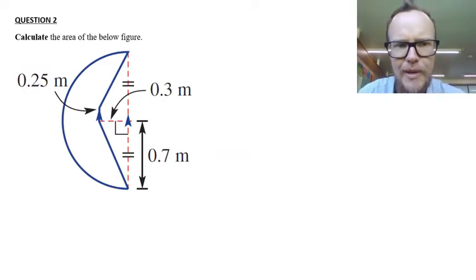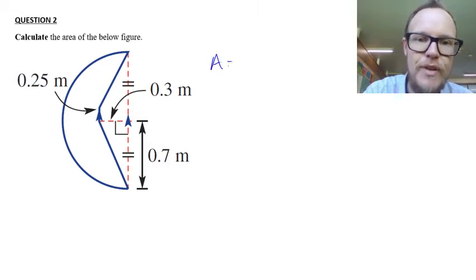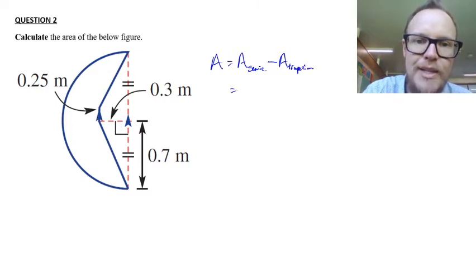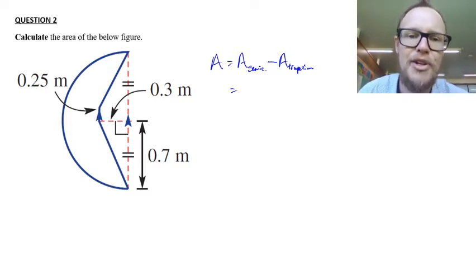We've got question 2 here. We've got a composite shape. The composite shape is comprised of a semicircle, and we've taken a trapezium out of it. So that means to find the area of the figure, we're going to be taking the area of the semicircle and taking away the area of the trapezium. So we need to write down that relationship to find the total area.